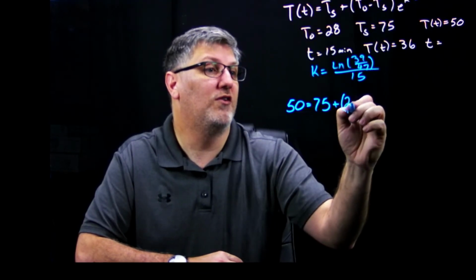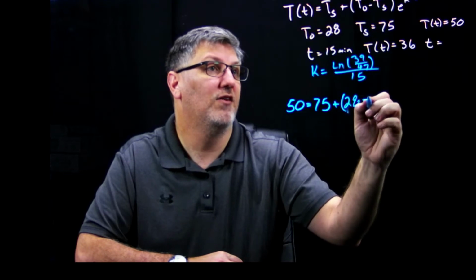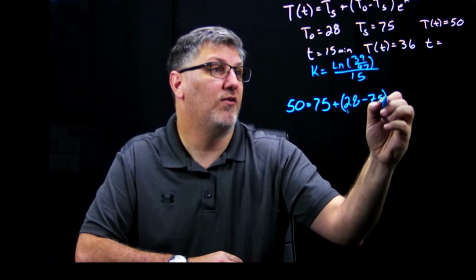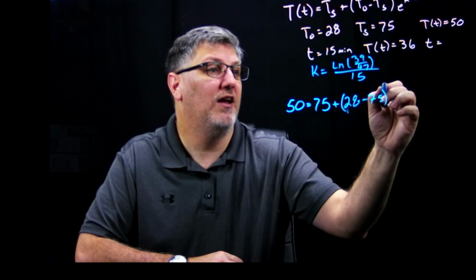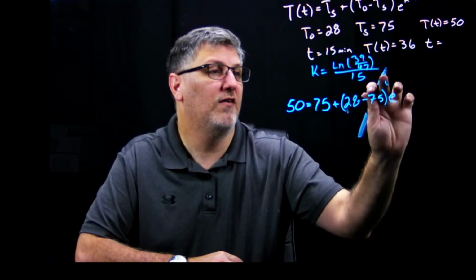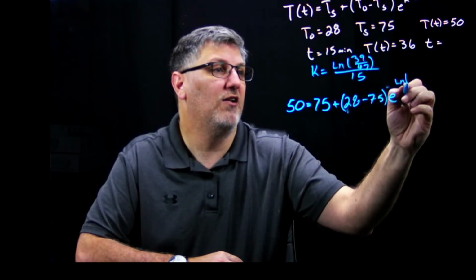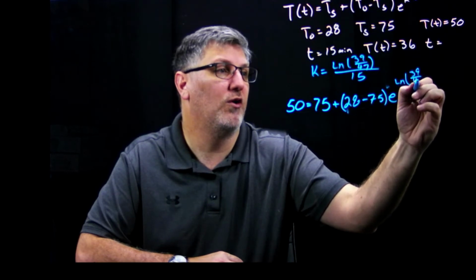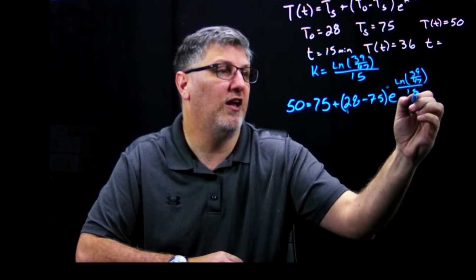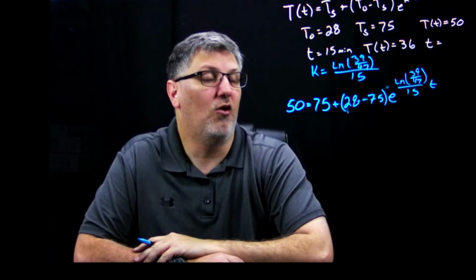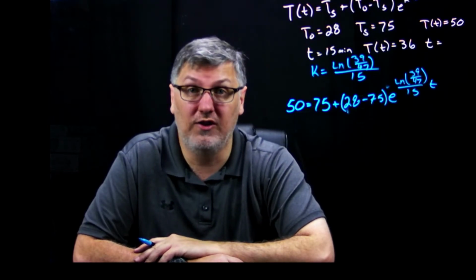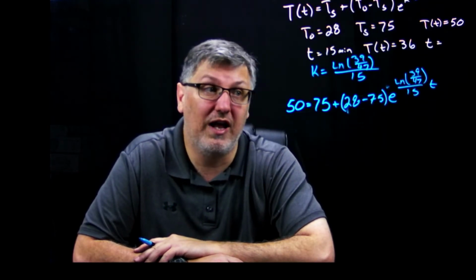So we're going to do 28 minus 75. Now I know my k is, well, I've got e. My k is ln of 39 over 47 over 15 t. And all I have to do is solve for t. It looks way worse than it actually is.